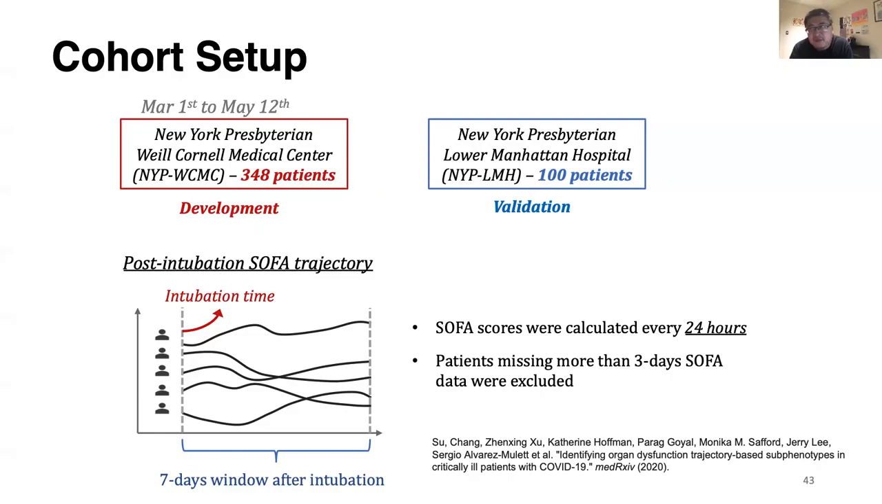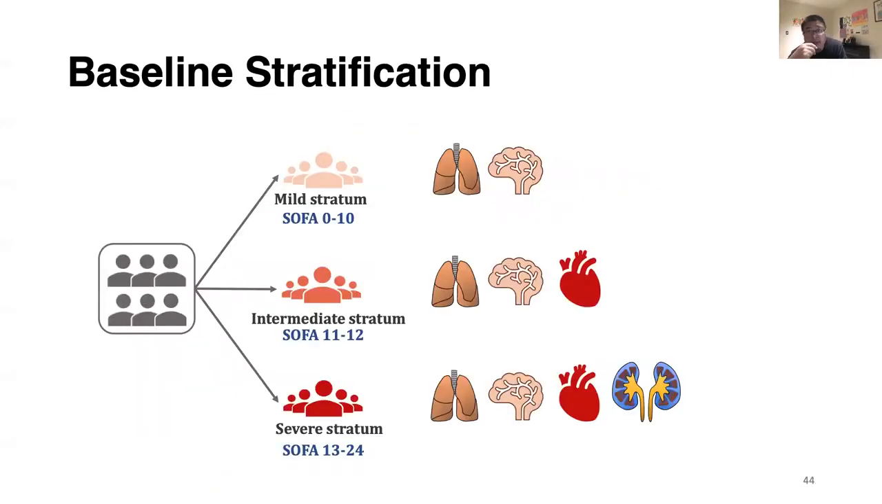So patients who miss 3 days of SOFA score were excluded, and we just investigate the patients who, number one, are intubated, number two, have 7 days of records after intubation, and we do dual trajectory clustering on the 7-day window. And the COVID patients' progression, as we said, is highly complex.